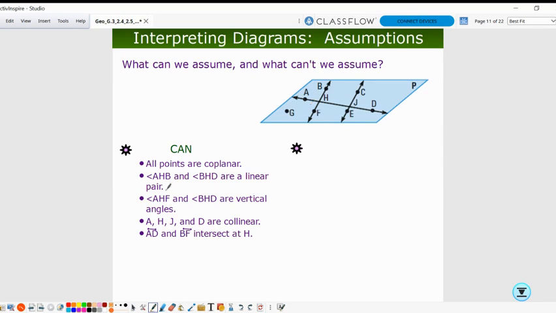We can assume that AHF and angle BHD are vertical angles. So AHF, that's this, and BHD, that's this one. Do they make a vertical angle? Yes, they do. And that means they're congruent. So that's one of our vertical angles. We can also label the rest if we wanted. This with this is a vertical angle. We can say this one and this one make a vertical angle. We could also say this and this make a vertical angle.